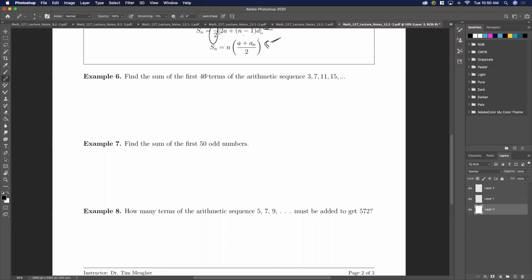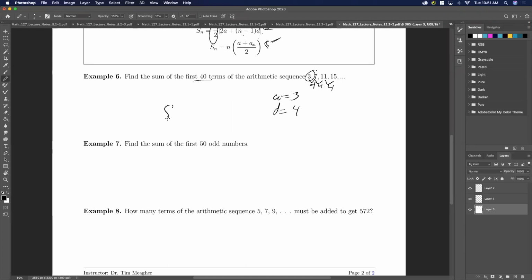All right, so I want to sum the first 40 terms of this arithmetic sequence. The difference between these two is 4. The difference between these two is 4. The difference between these two is 4. So what do I know here? I know what a is. a is 3. That's my first term. And d here is 4. I just calculated it. What's the difference between those two?